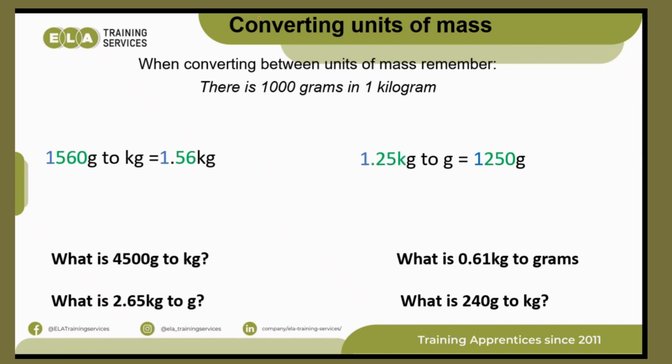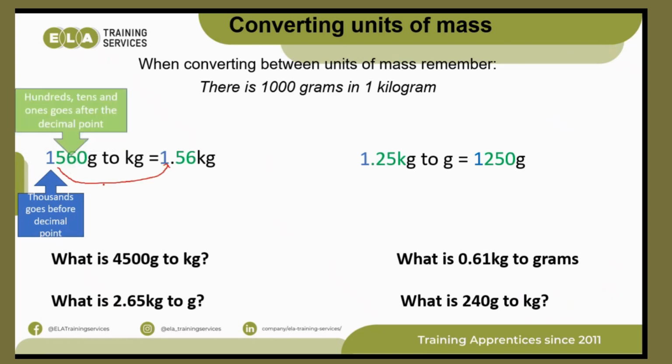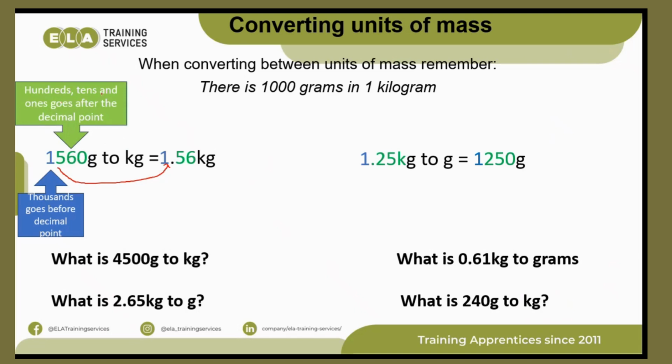So when converting between units of mass, it's really good to remember that there are 1,000 grams in 1 kilogram. So the more thousands that you have, the more kilograms that you're going to have. An easy way to look at it when you're going from grams to kilograms is to think, say we've got 1,560 grams here. The 1 is your thousands, and that will go before your decimal point. Our 560, so in our hundreds and tens, goes after the decimal point.